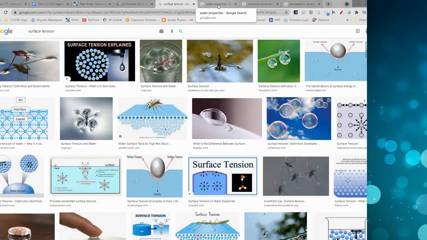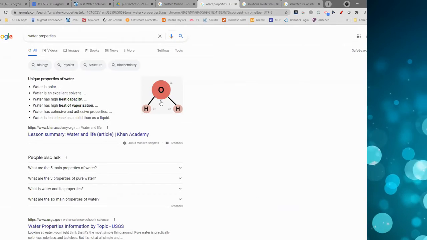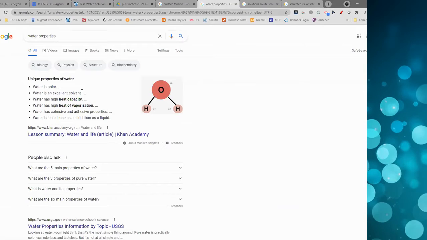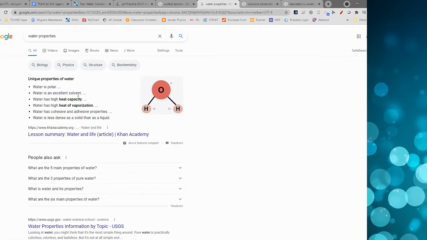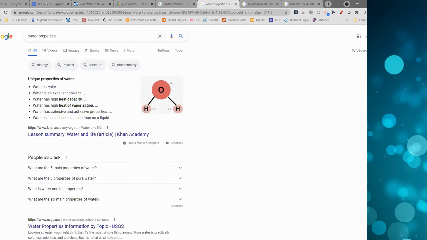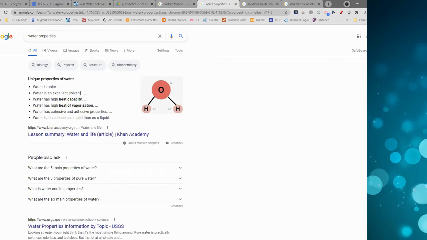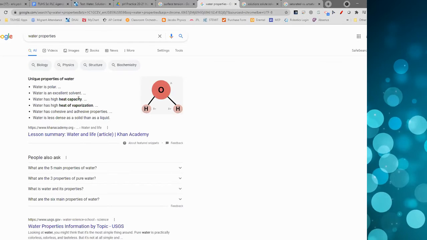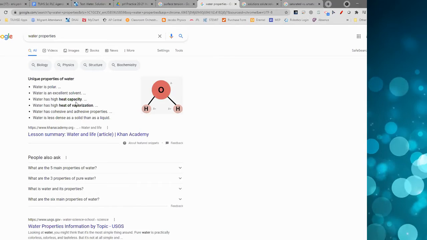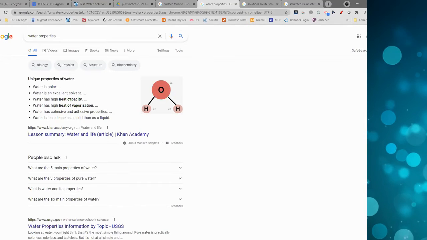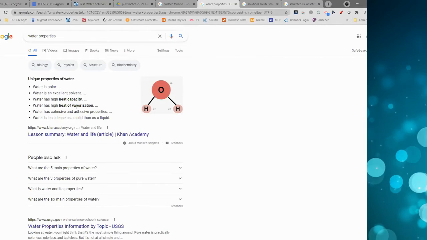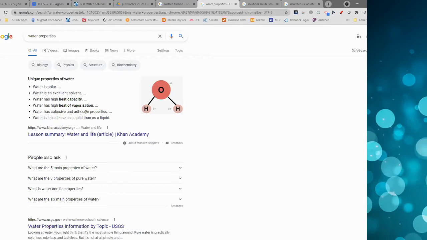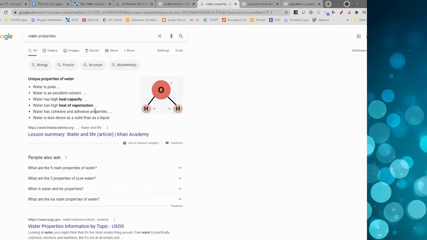Okay, so moving on to the next one. Again, just a recap of some of those properties of water. Water is polar. Water is an excellent solvent because of its polarity, because it's able to attract many types of solutes. It has a high heat capacity because of those strong bonds between the water molecules, and therefore high heat of vaporization. Cohesive and adhesive properties.